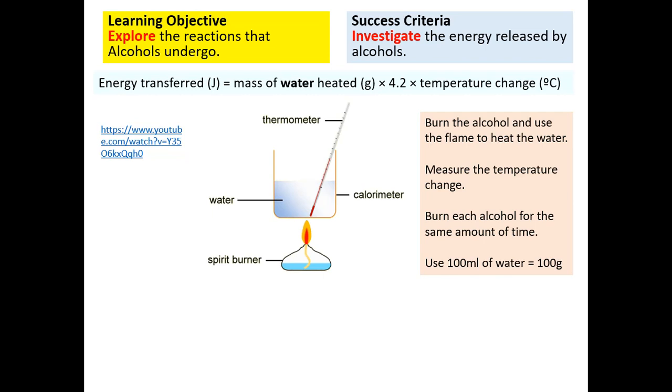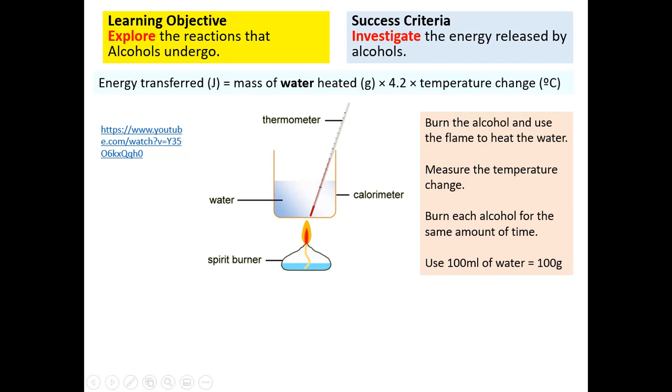Now, if you look at the equation at the top, you've got energy transferred, and that's what we want to find out, is equal to the mass of the water heated. So it's not the mass of the fuel you use, we need that in a minute, but the mass of the water that's heated. So if we were to use 100 ml of water, and say that's what we're going to do in the lab, 100 ml of water is 100 grams. So you're going to need that number in a bit. Then times by 4.2. Now I hope you recognise this as the specific heat capacity equation. So that's where 4.2 comes from, because that's the specific heat capacity of water, and you times it by the temperature change.